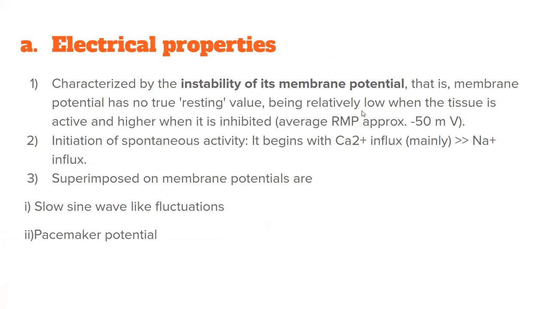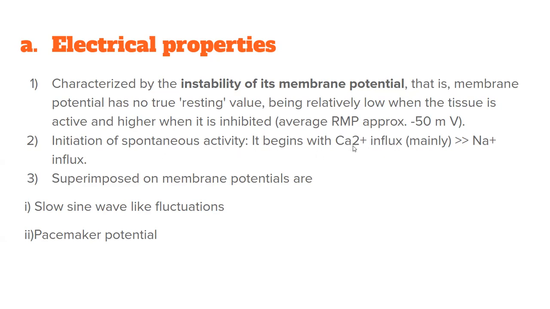if the muscle is active, the threshold is lowered. So there can be a lot of spike potentials produced at that time. If the muscle is at rest, the threshold is a little higher and the spike potentials are not generated. In brief, initiation of spontaneous activity begins with calcium influx.